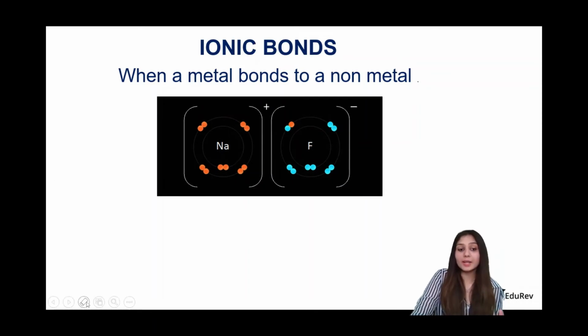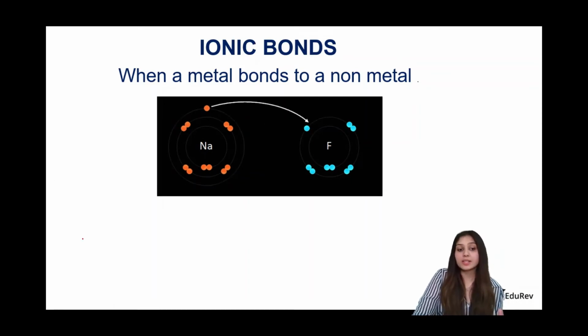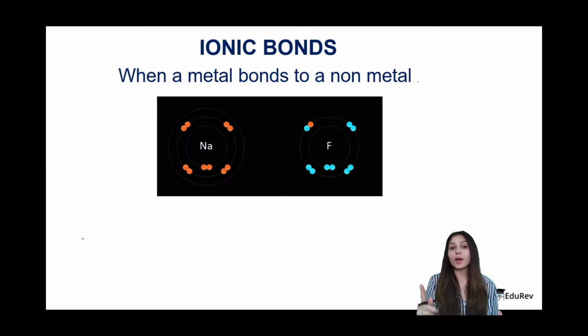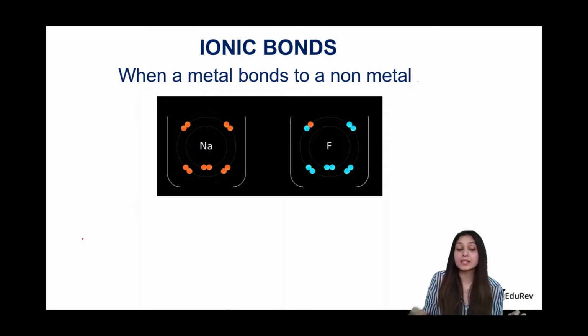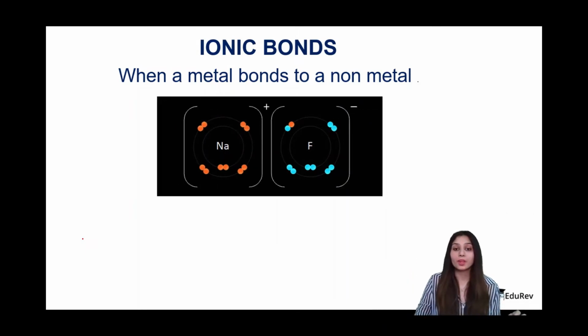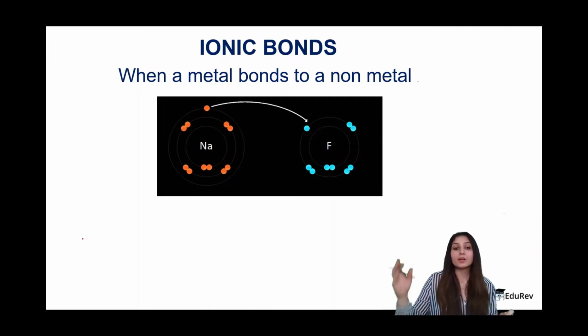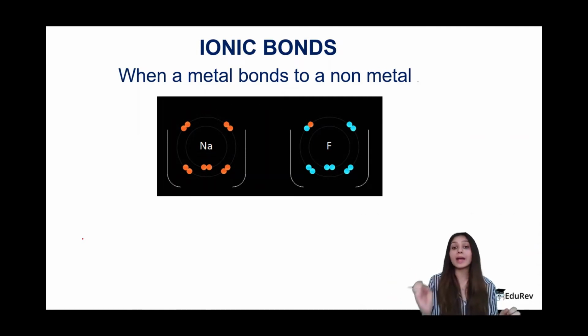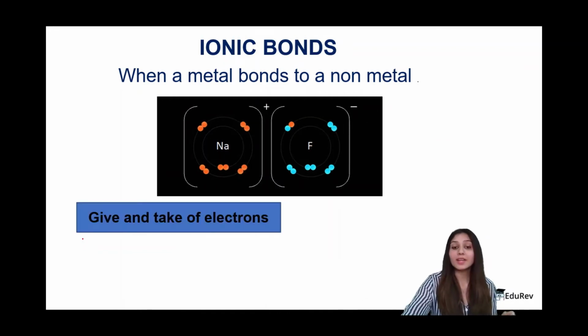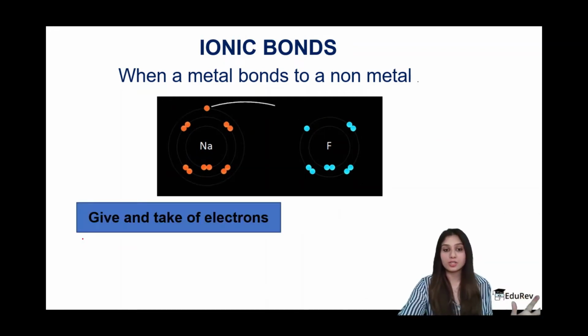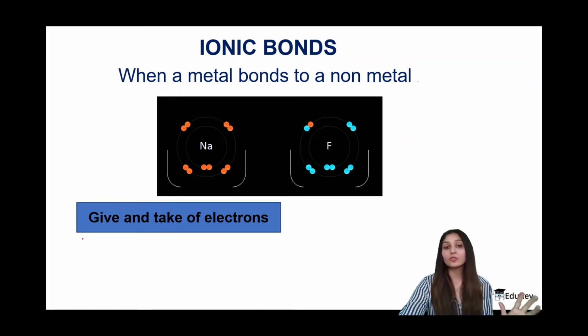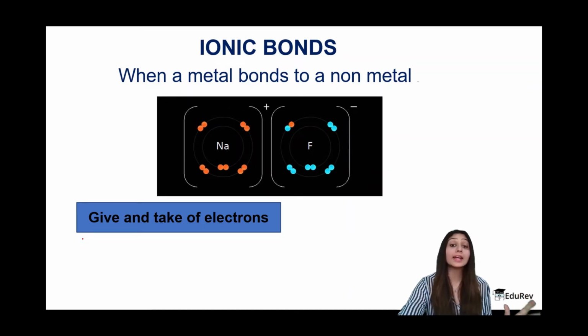In case of your ionic bonds, as you can see on your screen, there's an example. Sodium has 1 electron in its valence shell, and it is giving out its 1 electron to the fluorine atom and it becomes fluoride. So we have this molecule which is sodium fluoride, which is an ionic bond. Here we have complete transfer of electrons, a total give and take of electrons, and this kind of ionic bond is also called an electrovalent bond.